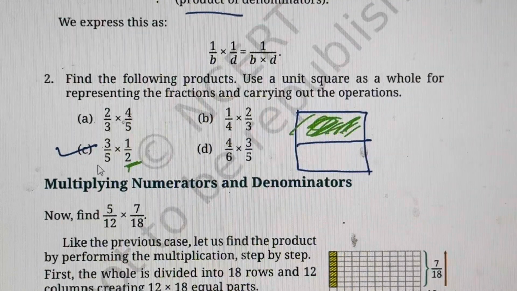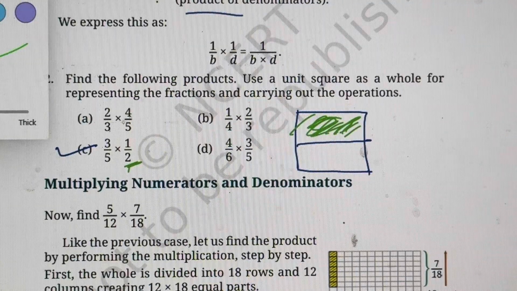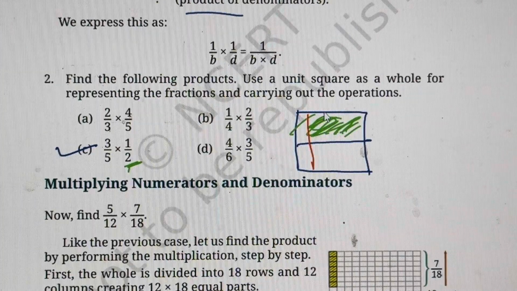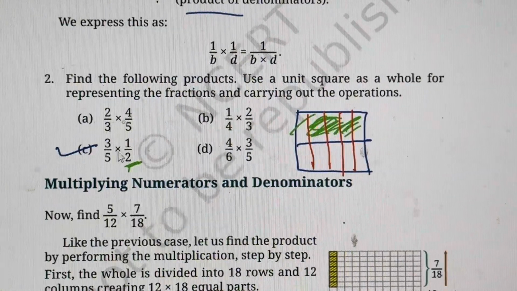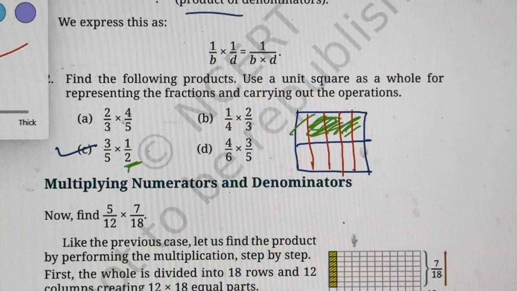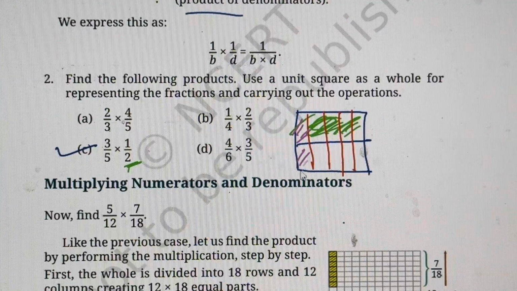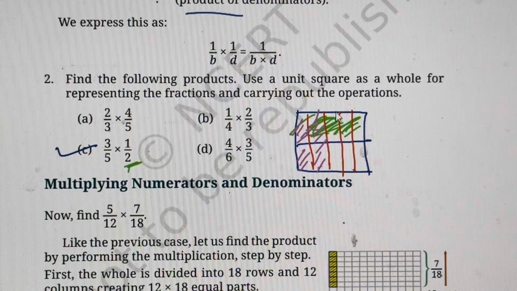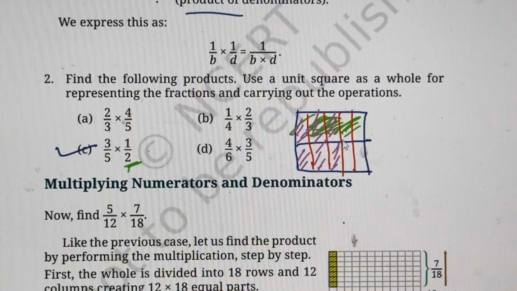Right, now the denominator is 5. So we draw 5 columns, 1, 2, 3 and 4. And we need to represent 3 out of 5. So out of these 5 columns we need to shade 3. Right, or 1 upon 5 and then shade 3 upon 5. So this is 1, 2, 3. So the pink color represents 3 upon 5.